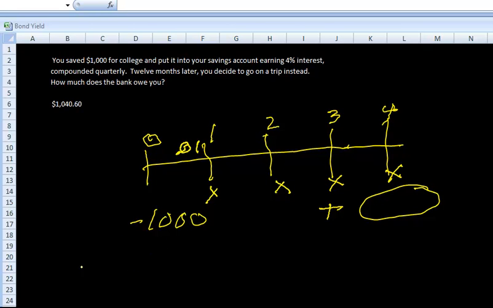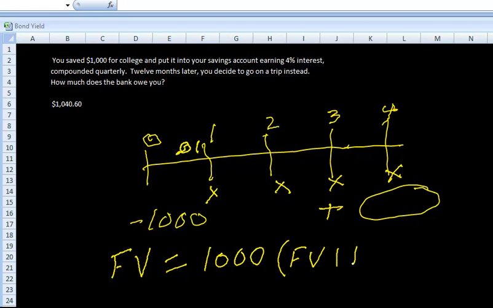So if we want to put this in a formula, we can do it like this. We can say that our future value is equal to $1,000 times our future value interest factor at 1% for 4 periods. Okay, and that's what we did. That's what we did in the function box.